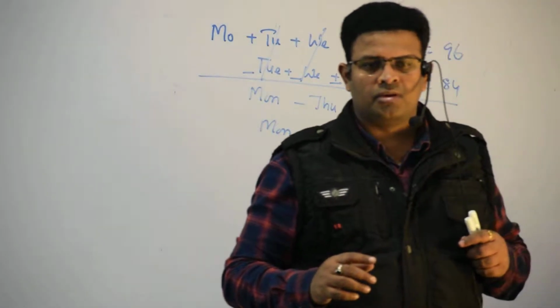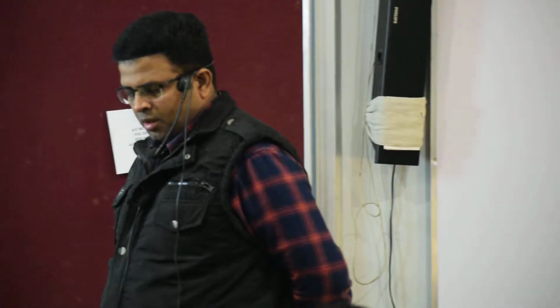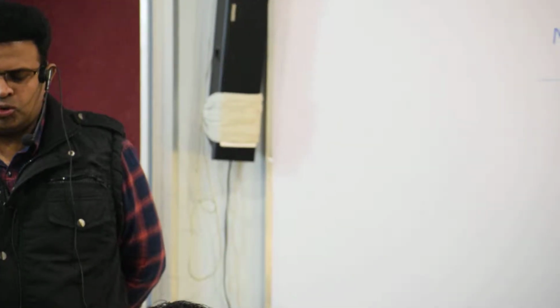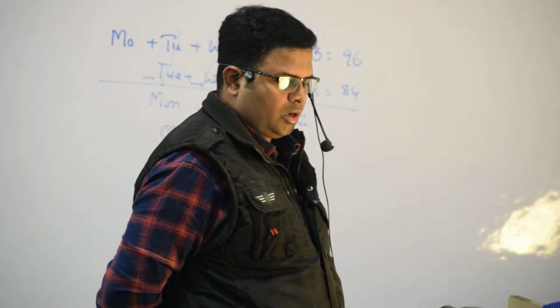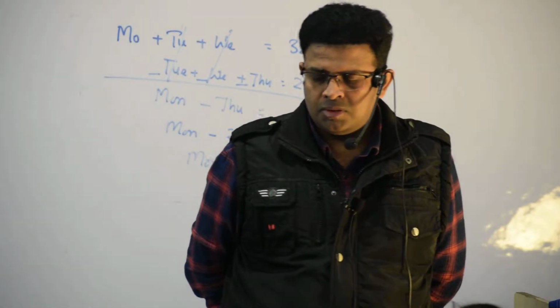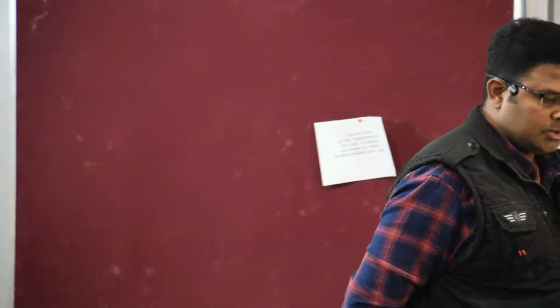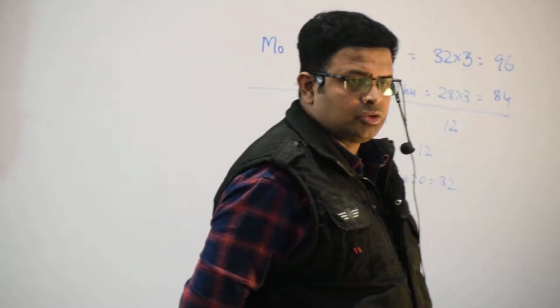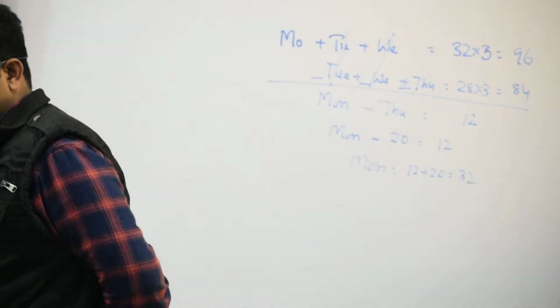Average rainfall of Mumbai, average rainfall of Mumbai of the month of June, July, August and September, how many months? Is 150 centimeter. Yes, same way approach hai, June plus July plus August plus September equals to 150 into 4.